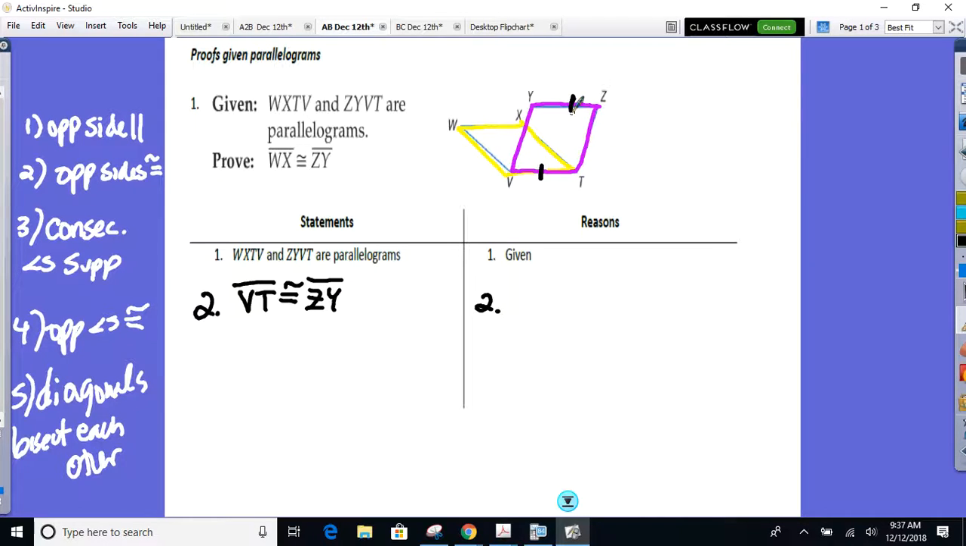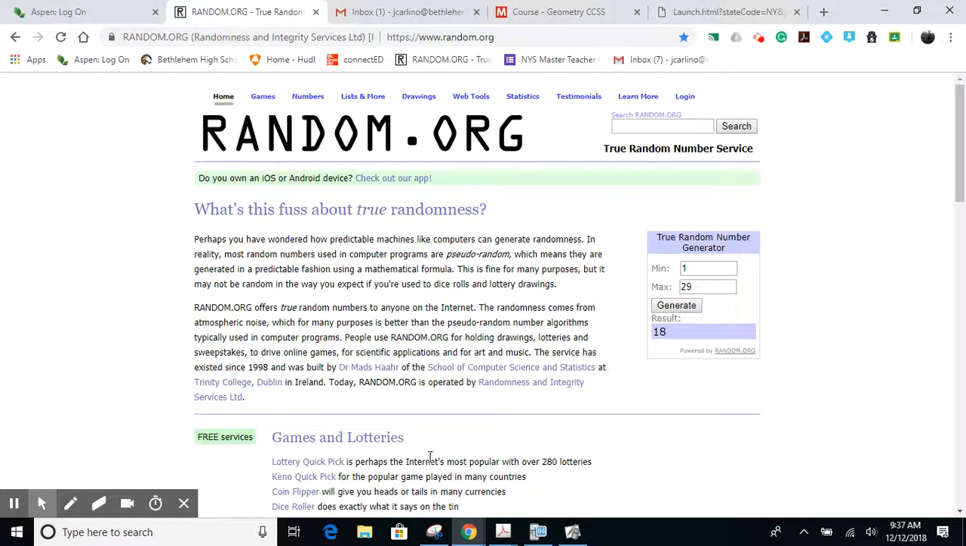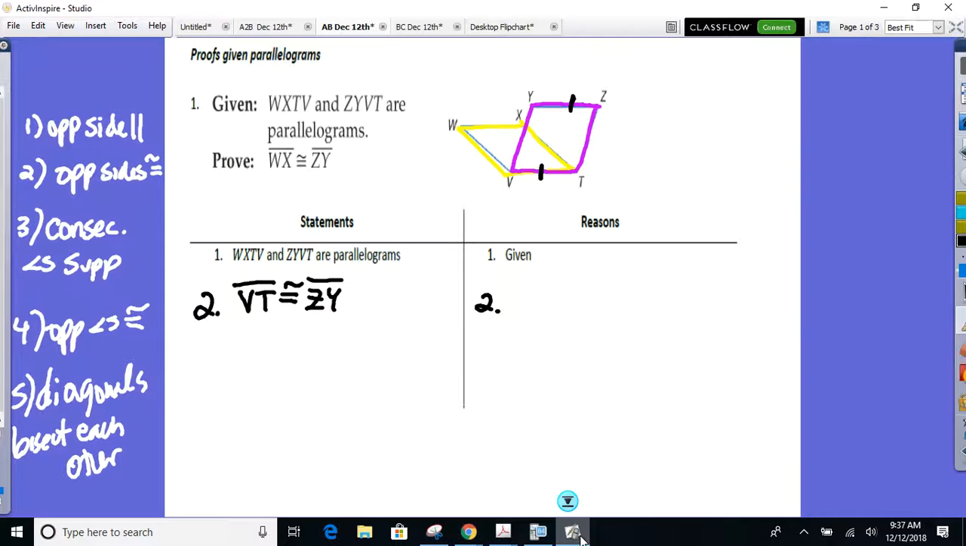Now I'm going to turn it over to you. Why did Anthony just give us something that was true there? What did he use? What do we use? Okay, what did I write first? What did I have you guys write yesterday? Parallelogram implies opposite sides congruent. Got it. We're getting there. We're getting there, right? We're getting there. I got VT and ZY.